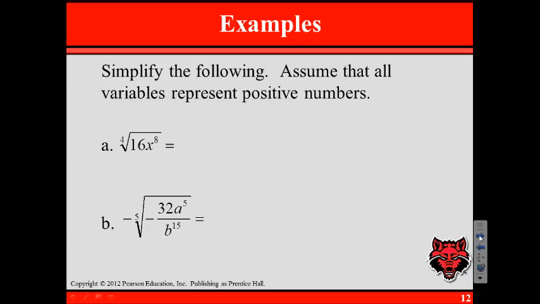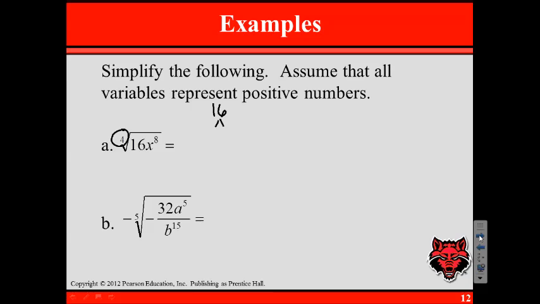We want to simplify the following, assume that all variables represent positive numbers. Now here's where we're going to look at the shortcuts we can use in order to find roots other than square roots and possibly cube roots. The first thing we need to look at is the index. And the index tells us how many factors of the same number we need before we can pull that number out of the root, whether it be a 4th root or a cube root and so on. And so to find that number of factors, we make a factor tree.